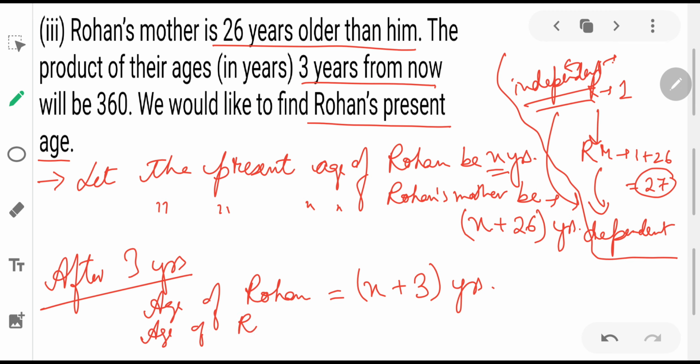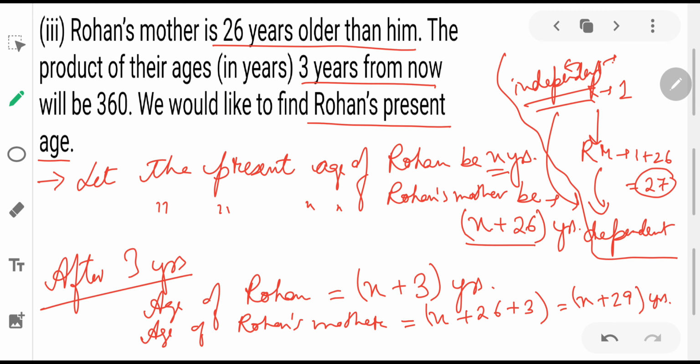Age of Rohan's mother. What would be the age of Rohan's mother after 3 years? Now, what is her age? Now, her age is x plus 26. After 3 years, it would be x plus 26 plus 3, that is equal to x plus 29 years. Okay, we have decoded the problem till now.